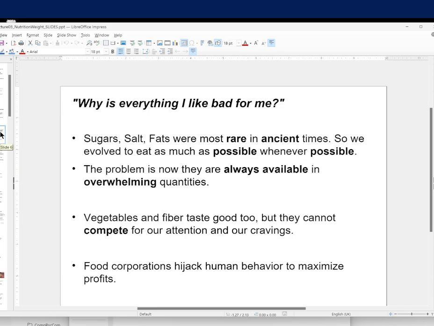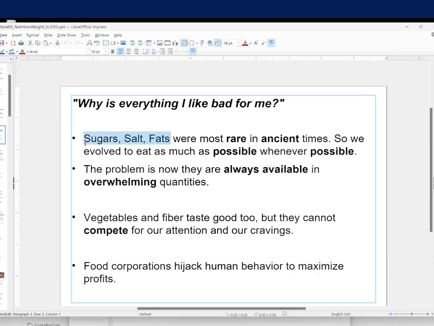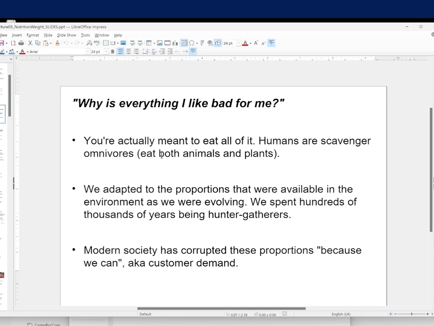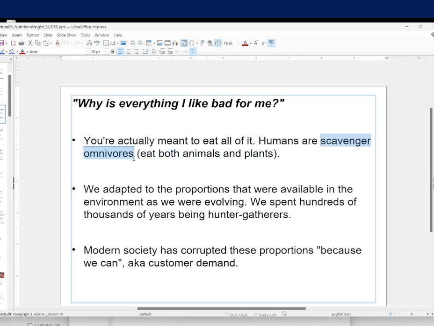Why are some foods or some ingredients so irresistible? Why does it taste so good? And what happens is, a long time ago, we were hunter-gatherers. Actually, previous slide. We were hunter-gatherers, meaning that we were actually scavenger omnivores.